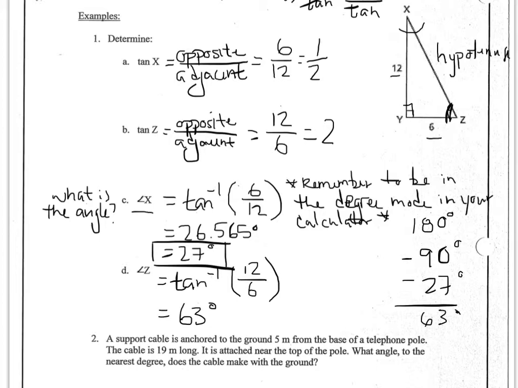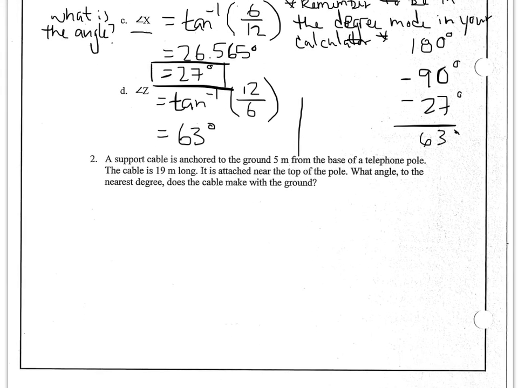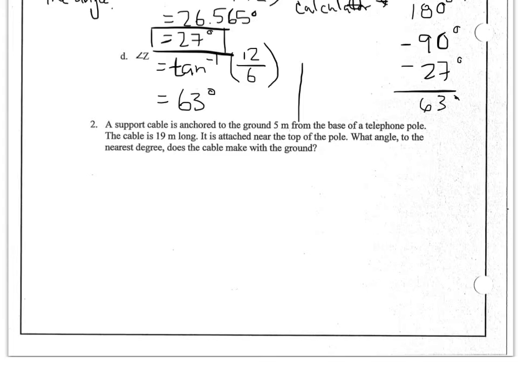Let's take a look at example number 2. A support cable is anchored to the ground 5 meters from the base of a telephone pole. The cable is 19 meters long. It is attached near the top of the pole. What angle to the nearest degree does the cable make with the ground?